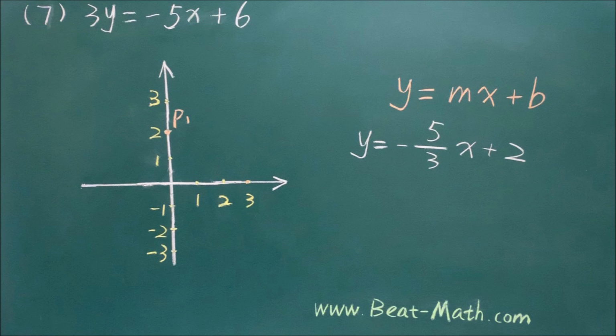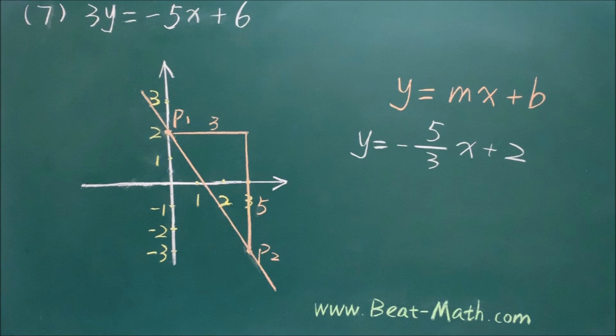The denominator is 3, so we move from this point to the right by 3 units. The numerator is -5, a negative number, so then move down by 5 units to get the other point. Then connect them with a line, and it's done. Okay, today we learned 2 ways to graph a linear equation.